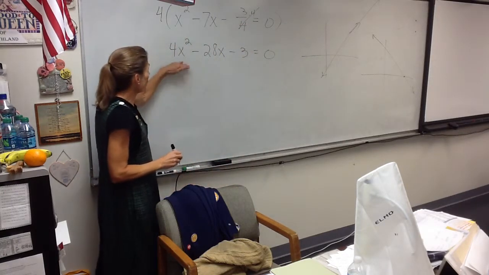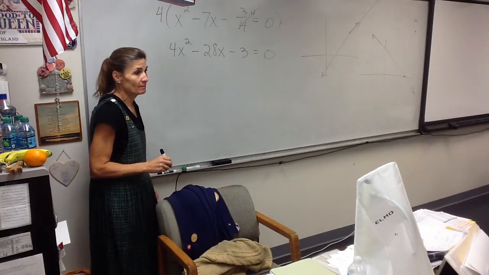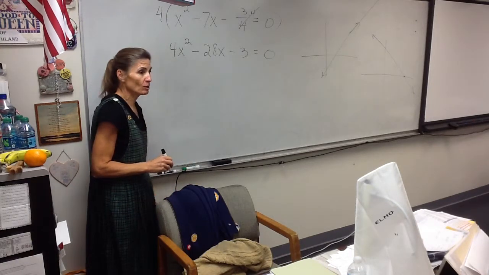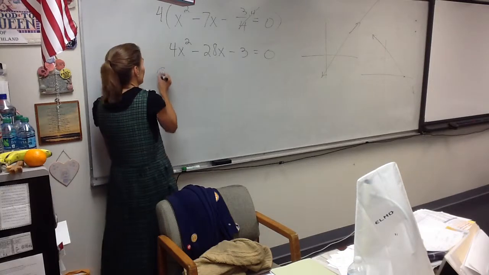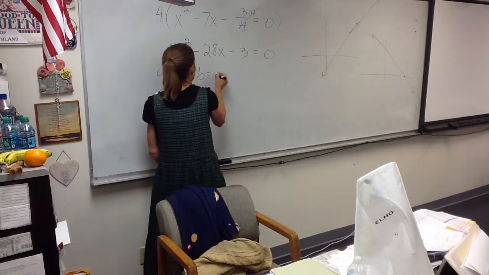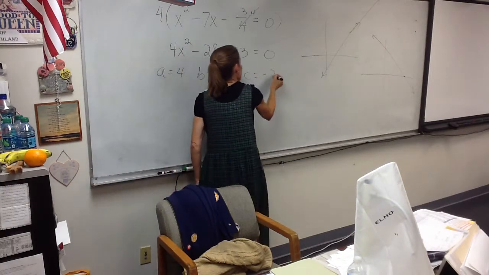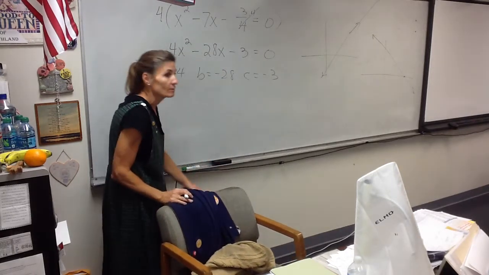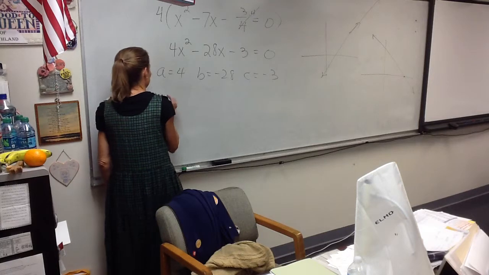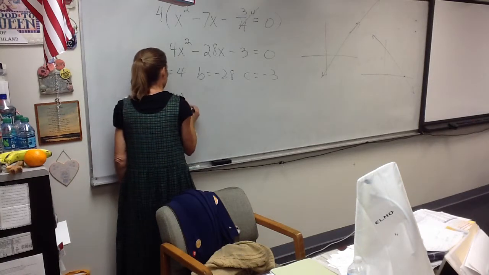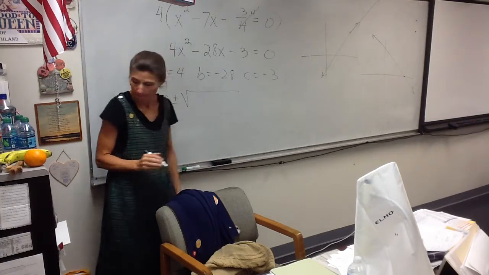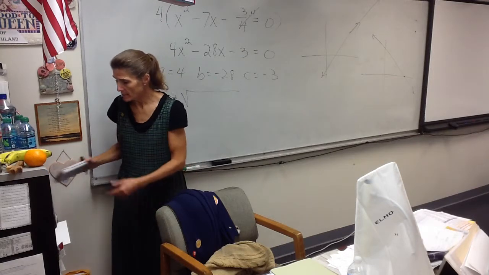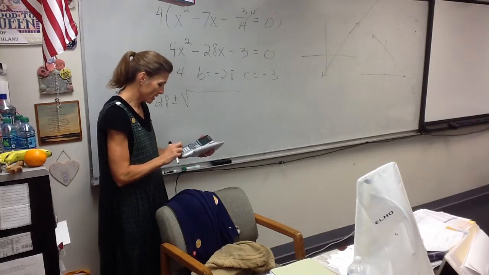Katie Baumgartner, what kind of an equation is that? It's a quadratic. So what am I going to do with a quadratic equation? A equals 4, B equals negative 28, and C equals negative 3. And then I'm going to plug it into my quadratic formula, and I'm going to get the answer. And when it's a negative for B, it's a positive. And I have no idea what 28 squared is, so I'll do that on my calculator.